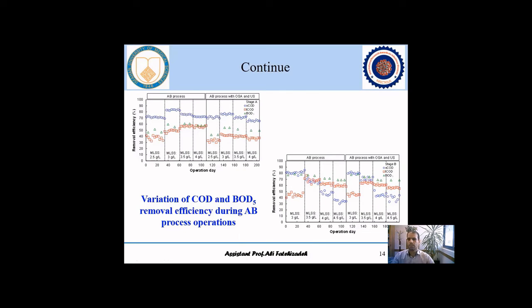The AB and combined processes were monitored to evaluate COD and BOD5 removal efficiencies, and the obtained results are presented in these figures. As you can see, the removal of organic compounds by the combined process was lower than that obtained with the AB process, suggesting that the lysis phenomenon under US induction led to sludge liquefying with sludge floc disruption and releasing cell material into the water, resulting in lower organic removal.